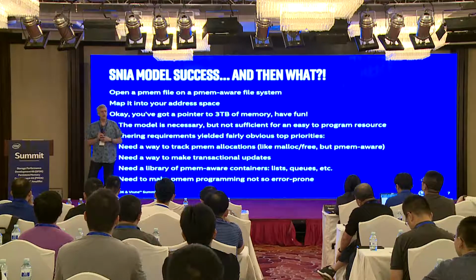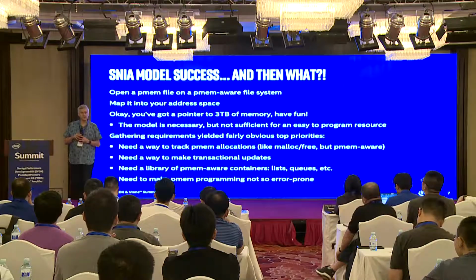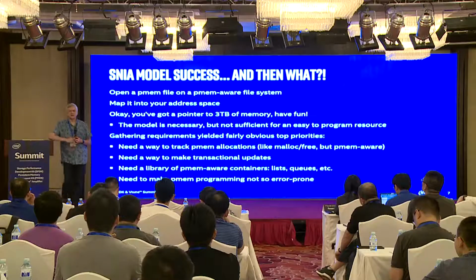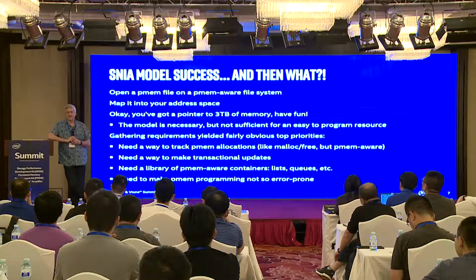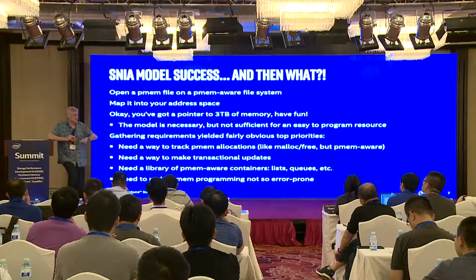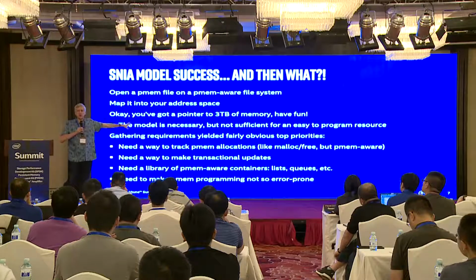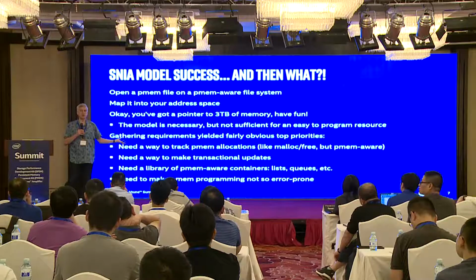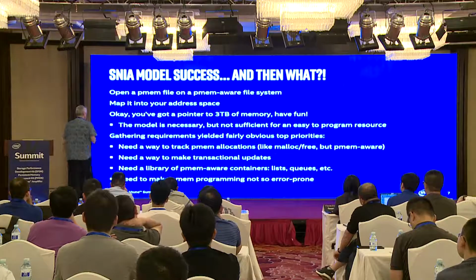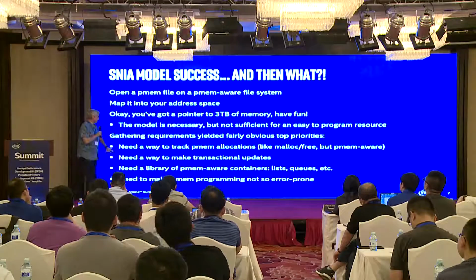So you can't take libraries that are designed for volatile memory. You can't take hash tables and B trees and key value stores that were designed for volatile memory and just use them on persistent memory and have them be consistent after a crash. They won't be consistent after a crash. So we need a way to add transactional updates to make them consistent.